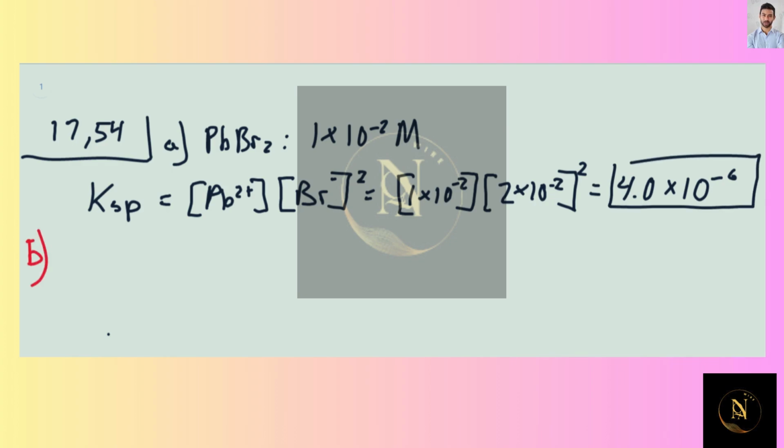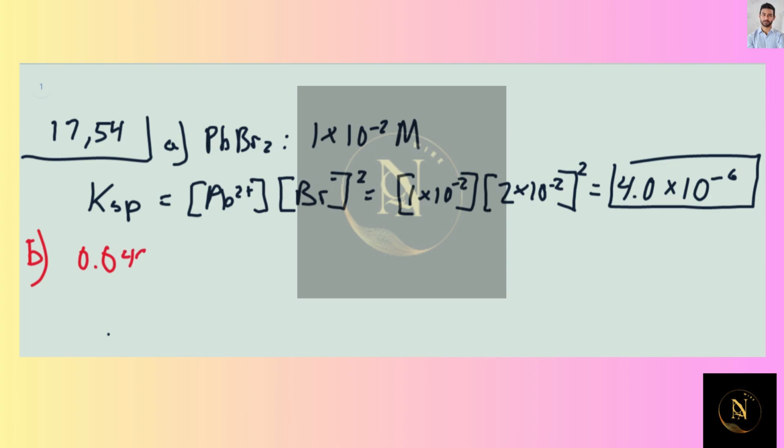Now in part B, we're asked if 0.0490 grams of silver iodate dissolves per liter of solution, calculate the solubility product constant. So they're giving us the solubility in grams per liter. So what we need to go ahead and do is convert that to moles per liter.